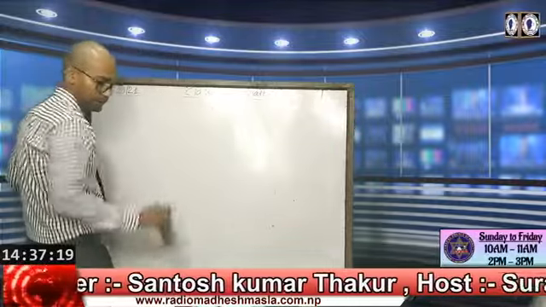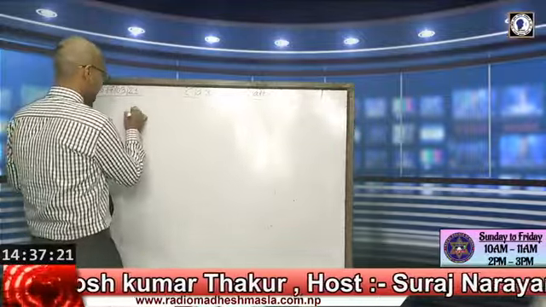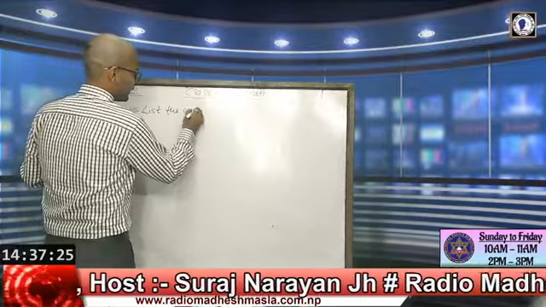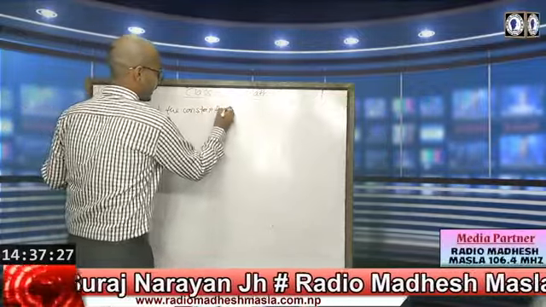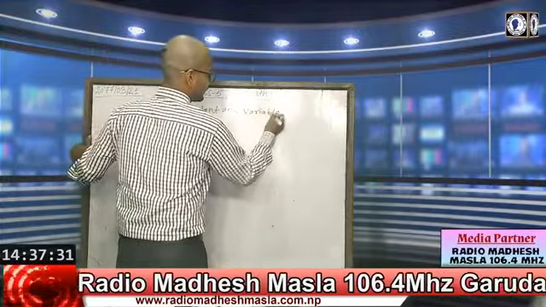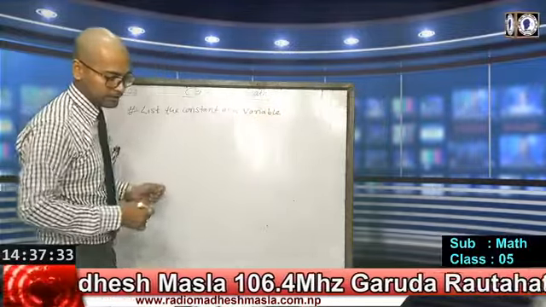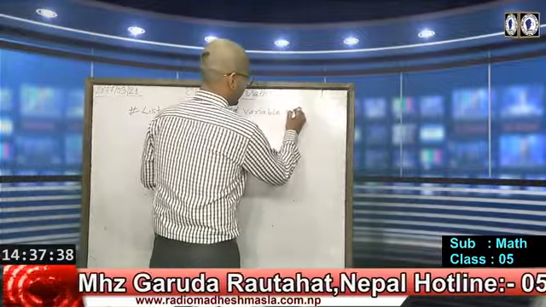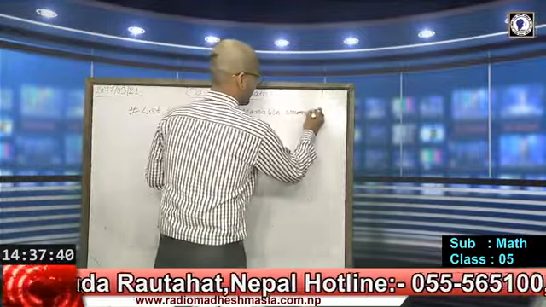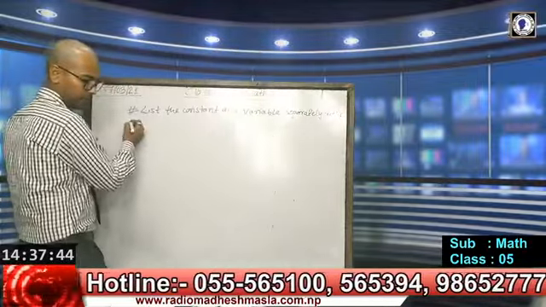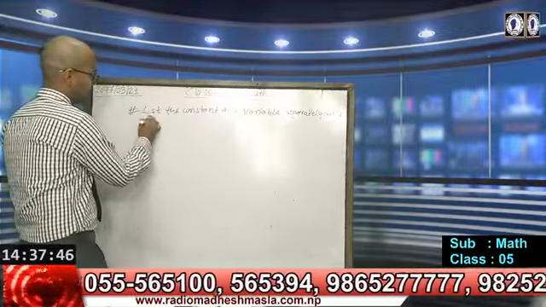Okay, suppose we have been given a question like this: list the constants and variables separately in the box, or in the table.